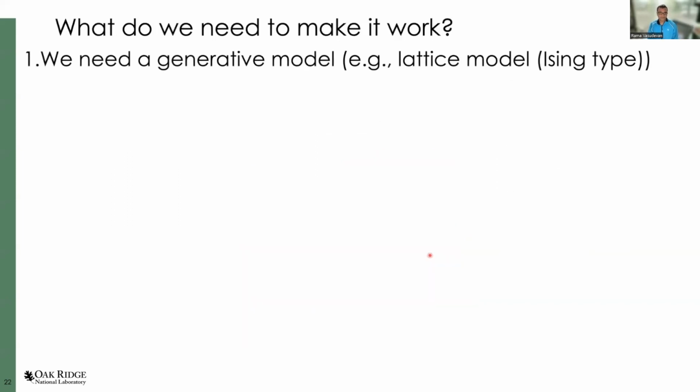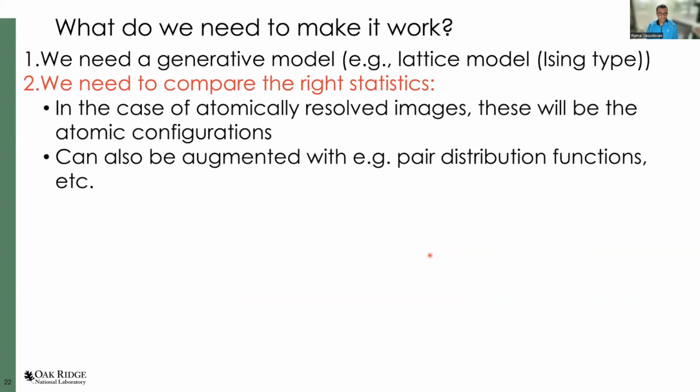So what do we need in order to make this work? First, we need a generative model. We need some kind of lattice model, let's say an Ising model. I'll get to that later. But let's say that we have the ability to create a generative model. Then we need to compare the right kind of statistics. In the case of atomically resolved images, these will be atomic configurations. Again, in the notebook we will discuss what those configurations are, as well as in subsequent slides.